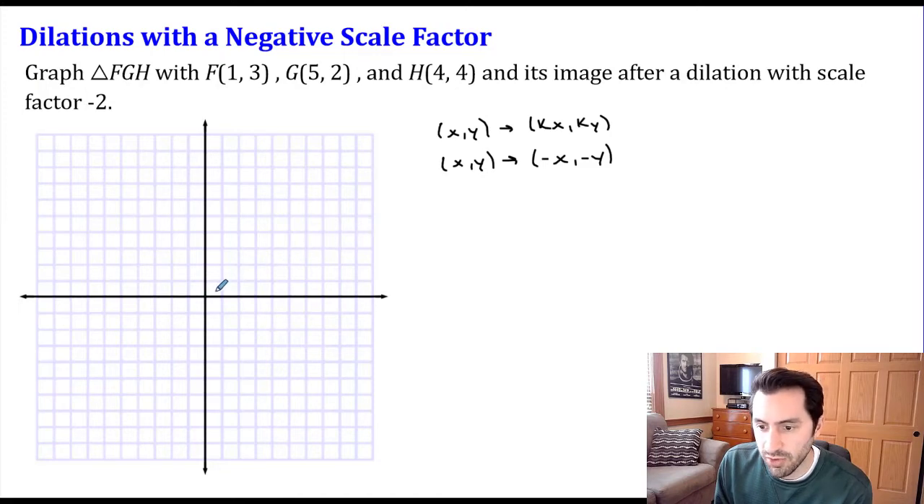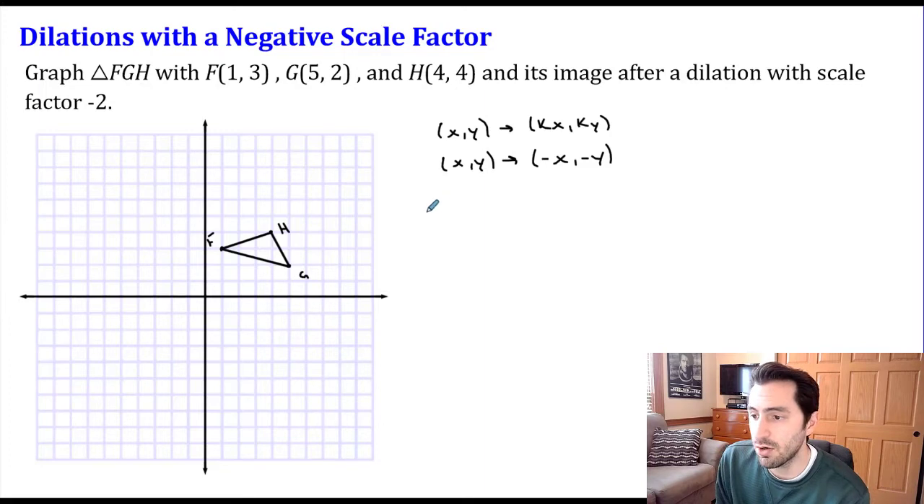So F is 1, 3. G is the point 5, 2: 1, 2, 3, 4, 5, and up 2. And H is 4, 4: 1, 2, 3, 4, and up 4. So we have the points F, G, and H. And then let me connect these together to form our triangle.